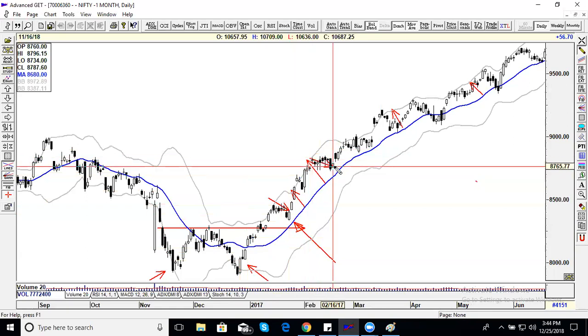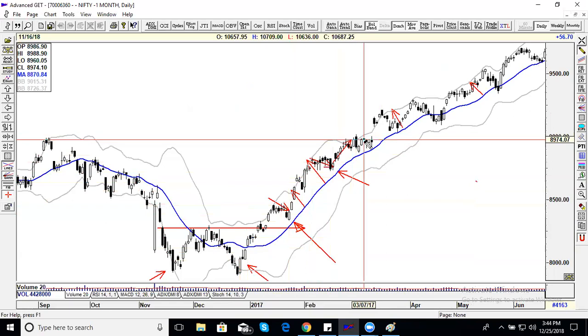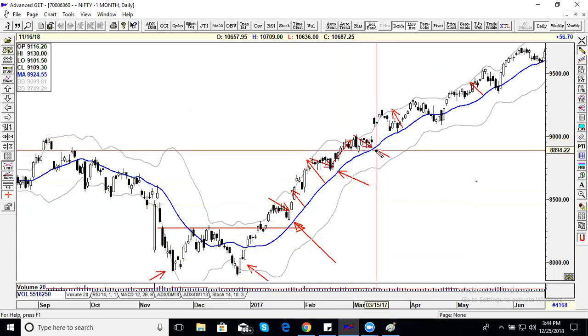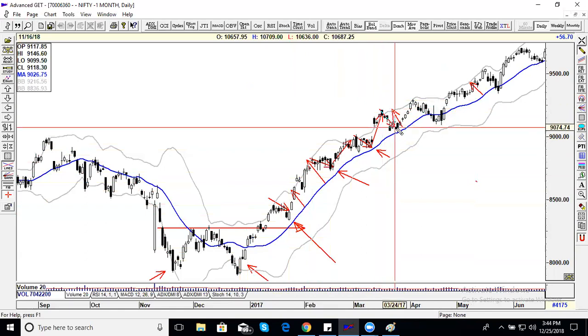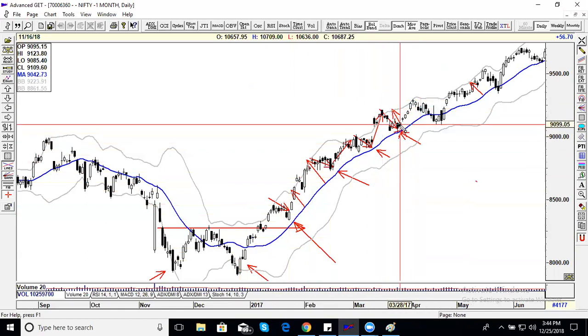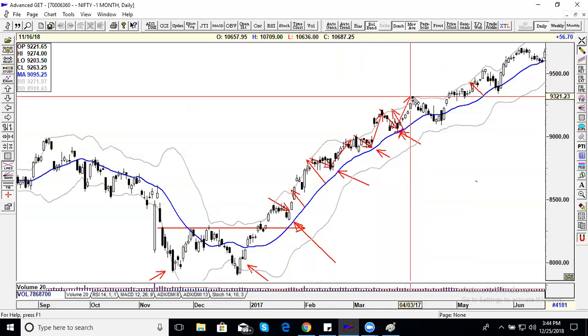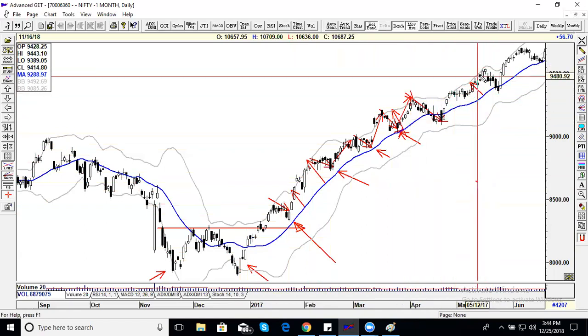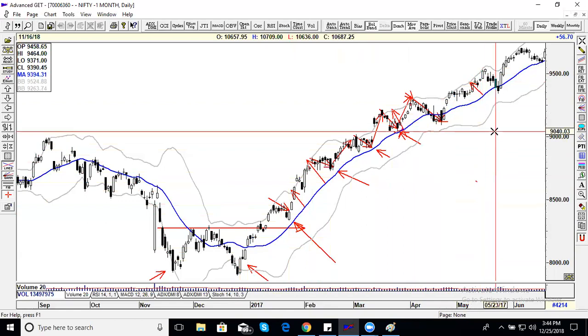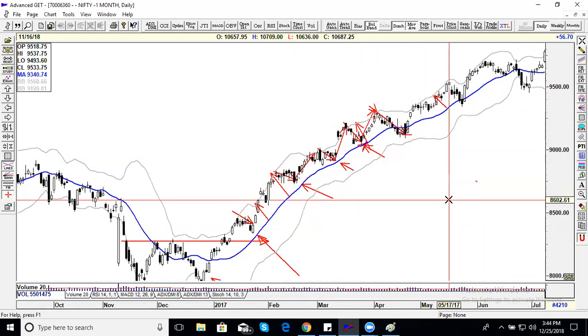Again, the market comes back. It will take support at the middle band and bounces off. Comes back to the middle band, bounces off. Comes back to the middle band and bounces off from here. Comes back to the middle band, bounces off from here. You can see when there is a strong trend, the middle band will act as support.